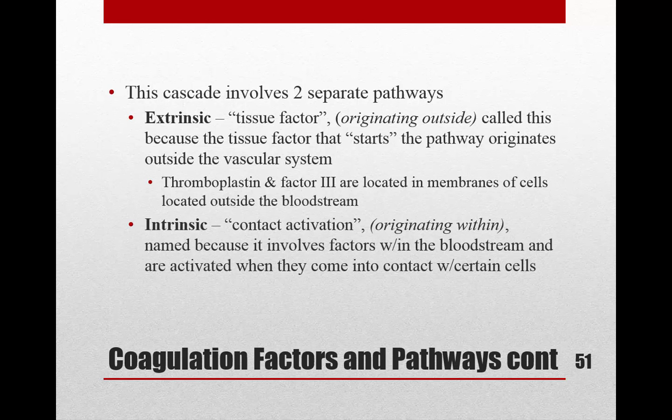So this cascade then goes into 2 different pathways. You have the extrinsic pathway and the intrinsic pathway. So it's all part of this big clotting process, but it's occurring via outside the cells and inside the cells. That's what intrinsic and extrinsic means. So you have the tissue factor that happens outside the vascular system. This thromboplastin and factor 3 are located in the cell membranes, and as they're activated, they cause other aspects of the clotting process to occur.